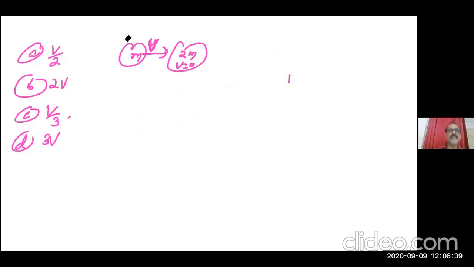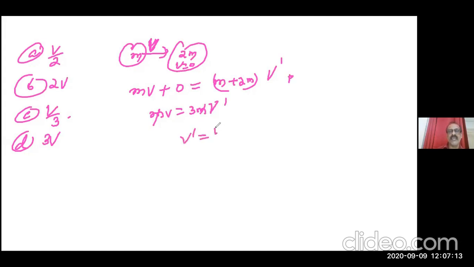Before collision, total linear momentum is m into v plus 0. That is equal to, after collision, both will gain a common velocity, right? m plus 2m into v dash. So mv is equal to 3mv dash. m cancels. Then v dash is equal to v by 3, isn't it? Correct. v by 3.